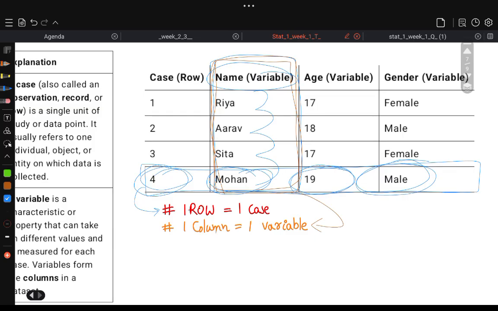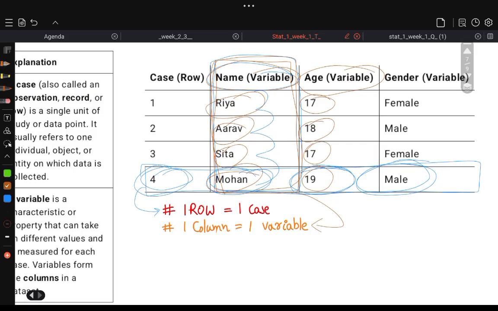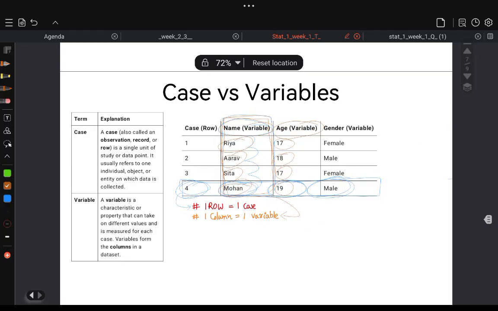whereas for each column there is a variable. The first variable is name. It has multiple constant values like Riya, Arav, Sita, Mohan. And there is another variable called age. It has multiple constant values like 17, 18, 17, 19. So this was basically the difference between the case and variables. Let me clear them out.